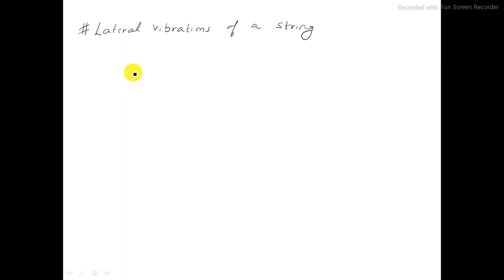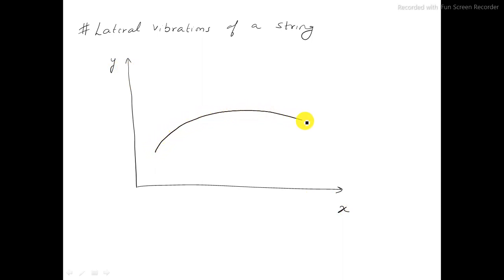So let's say we have a string, and suppose this is our y-axis and this is our x-axis. So here we write x and y. Let's suppose this is our string or thread, we can say, like this, and it is vibrating in up and down direction.